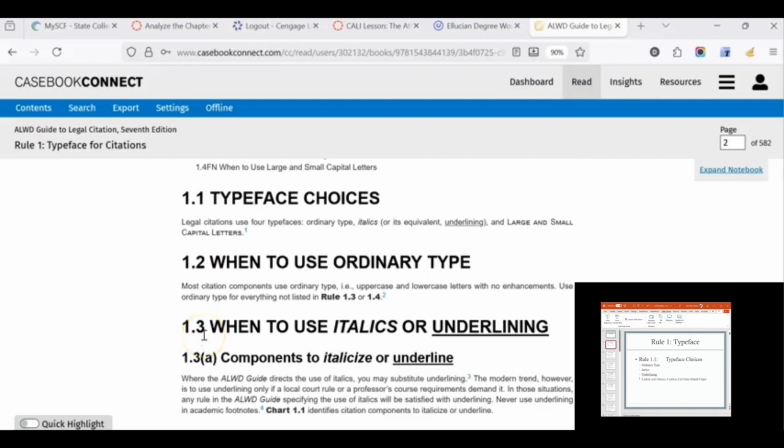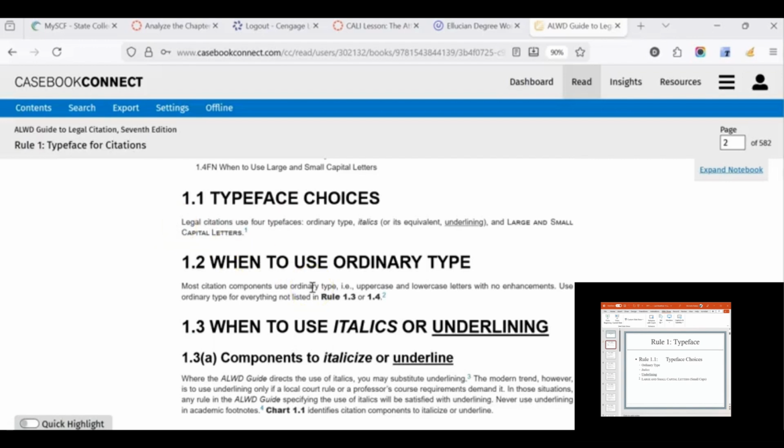So when we're looking at the different parts of the formulas for our citations, you have to pay attention to if something is underlined or italicized or if it's just in regular letters. That's an easy rule to remember, okay? All right.